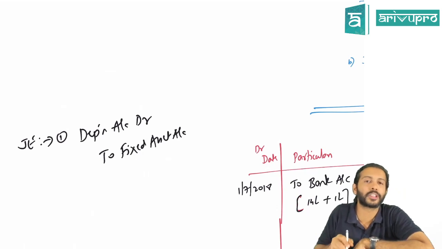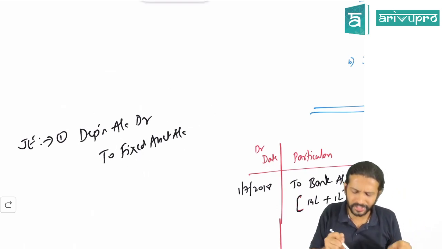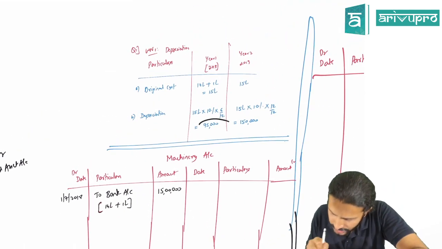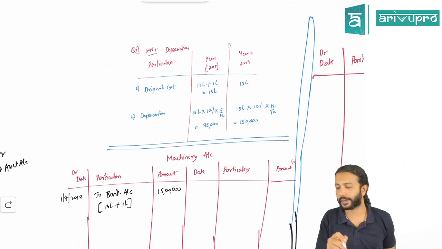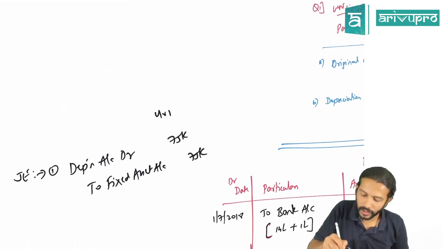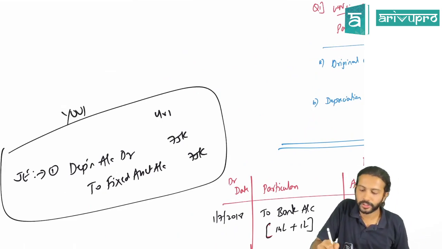Here, what is the name of the fixed asset? Machinery. So here the journal entry will be depreciation account debit to machinery account for first year 75,000. That is your journal entry. Got it? It's for the year 1, 75,000. Just I'm telling you for your reference, the journal entry, not required. Okay? Only your reference.